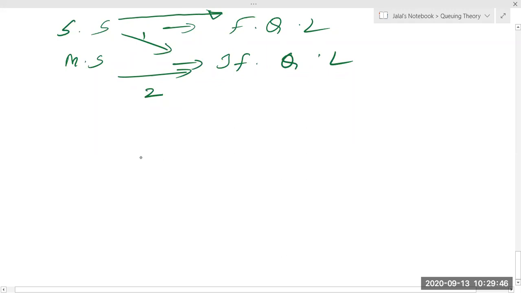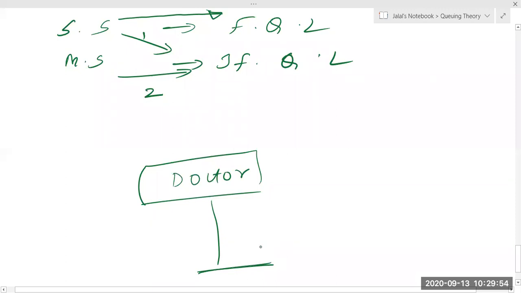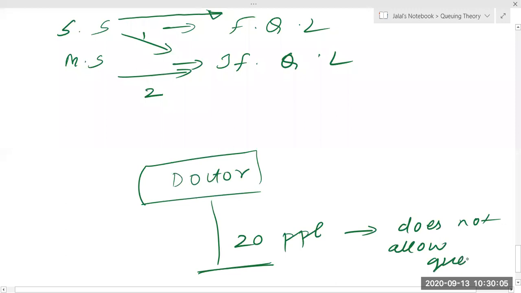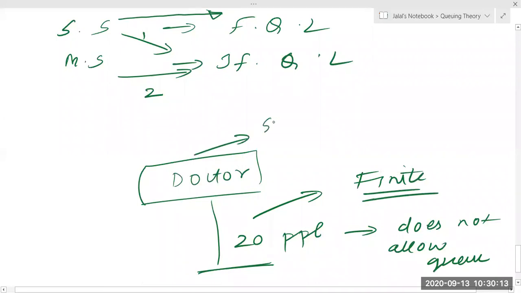For finite queue length, suppose there is a restriction. Again, the person is coming to a doctor, and there is a limit of 20 people. The doctor does not allow anyone beyond that to join the queue. So in this the queue length is finite, correct? I hope everyone is getting it. Such a system will be called single server.